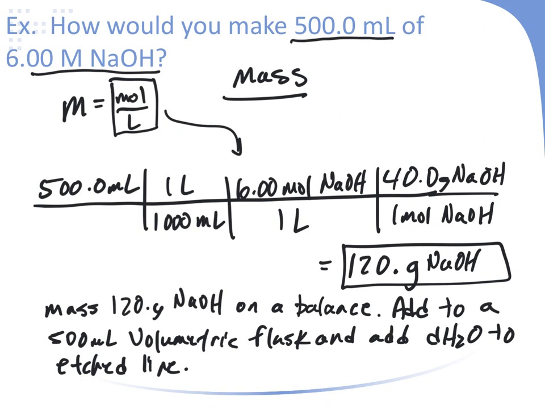So yeah, you can't measure moles on a balance. You can't measure molarity on a balance. So you've got to write something that you can actually do in a laboratory. So mass 120 grams of sodium hydroxide on a balance. We could have even said solid sodium hydroxide. That would have been nice, but okay. Add to a 500 milliliter volumetric flask and add distilled water to the etched line.